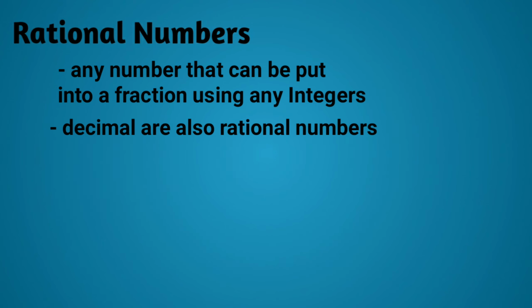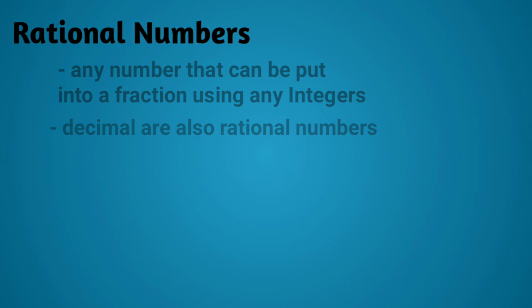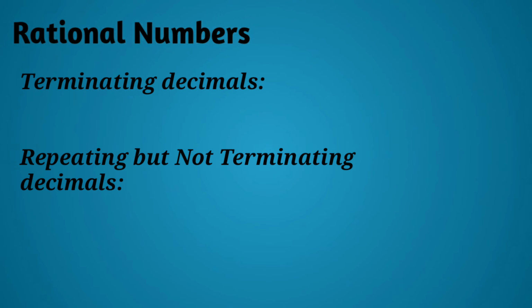Decimals are also rational numbers, but there are two types of decimals: decimals that can be converted into a fraction, and decimals that cannot. Decimals that can be converted into a fraction are rational numbers. These are the decimals that are terminating, and the decimals that are repeating but not terminating.